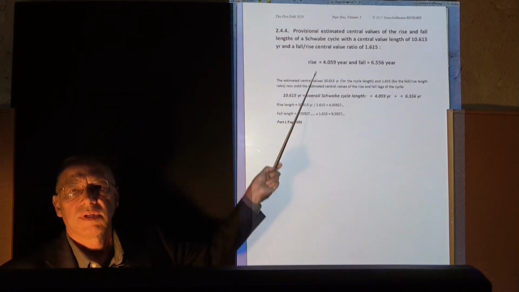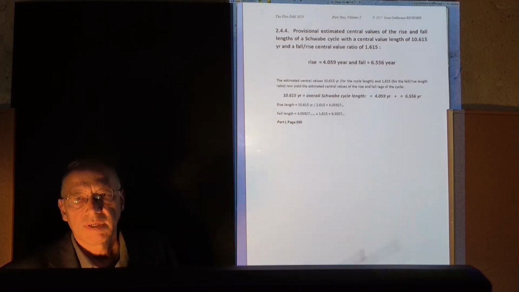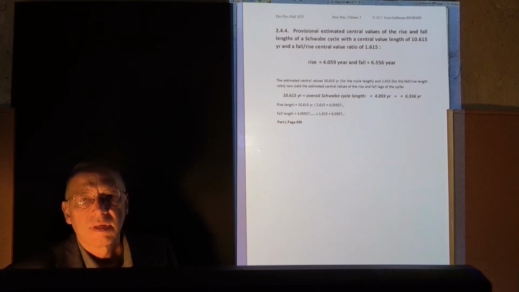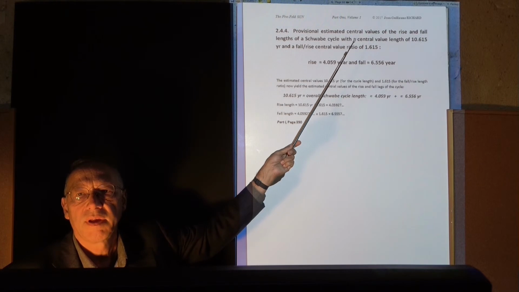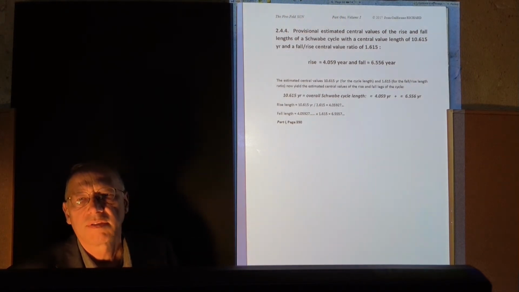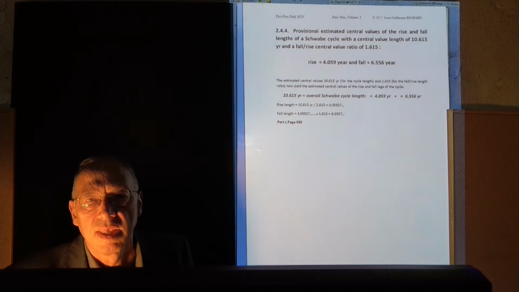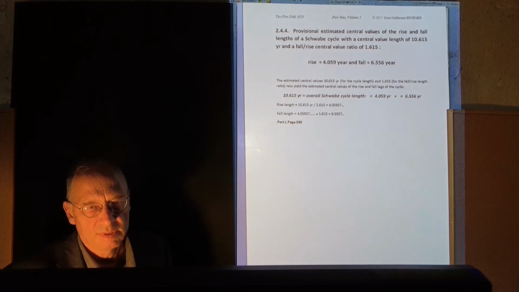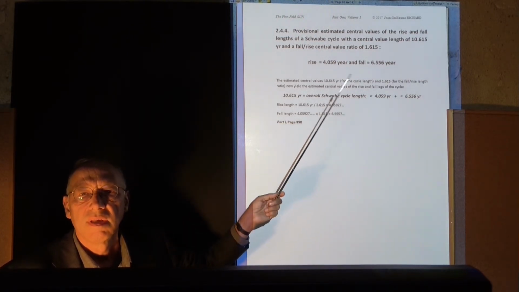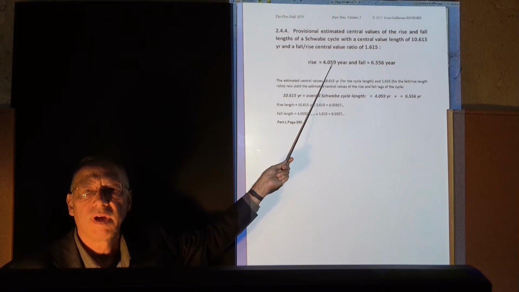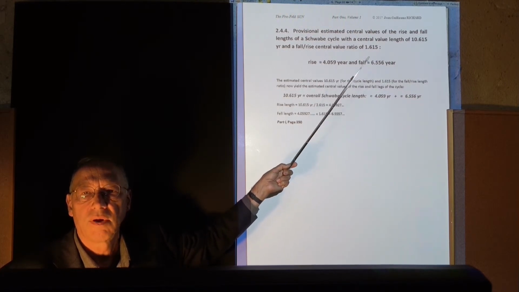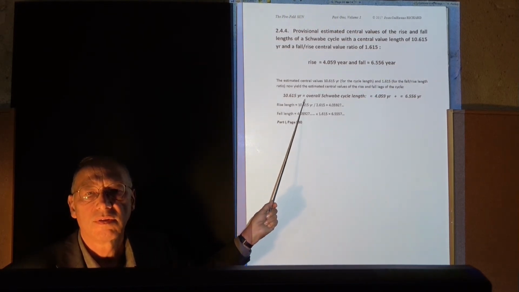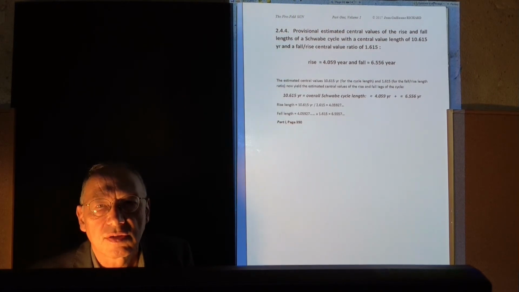So the provisional estimated central values for the rise and the fall lengths, with a central overall cycle length again of 10.615 years, and for a fall over rise central value ratio between 1.61 and 1.62, i.e. 1.615, would be 4.059 years for the rise, and in the fall 6.556 years.